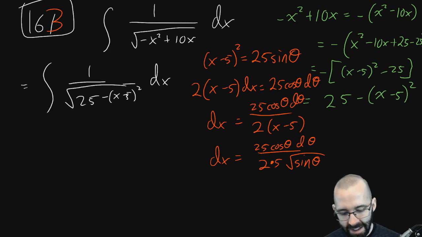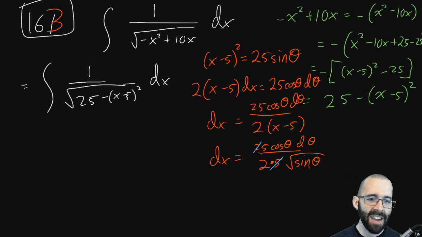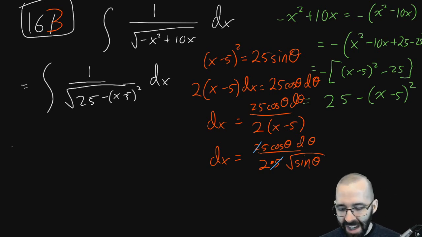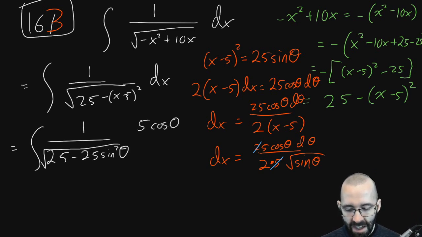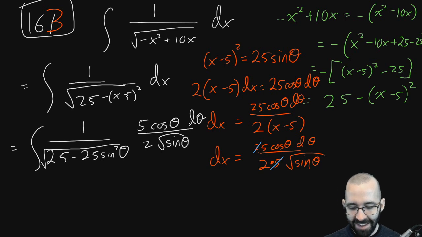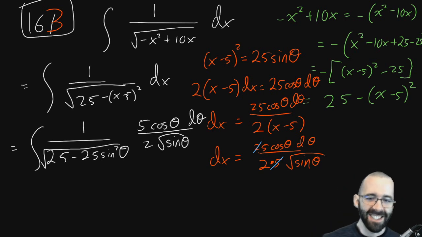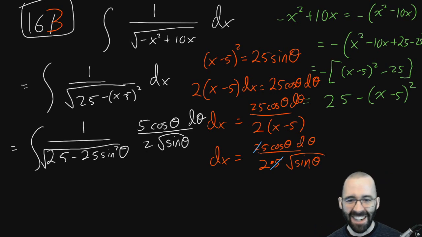But we do get some cancellation, right? I'm going to write this in a lazy way. It's 5 halves now. So what do we got? The square root of 1 over 25 times the whole perfect square, 25 sine squared, times dx, which is 5 cosine of theta d theta, all over 2 square root of sine theta. This one's not going to be as bad as it looks, I think. Let's see if I'm wrong.